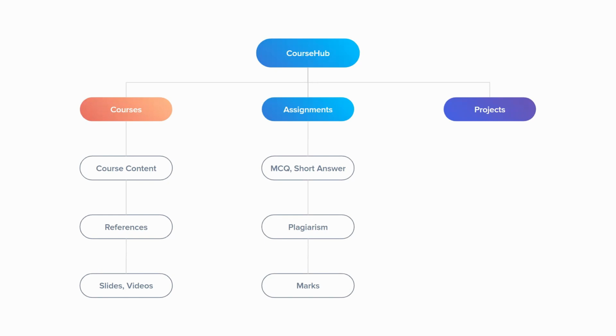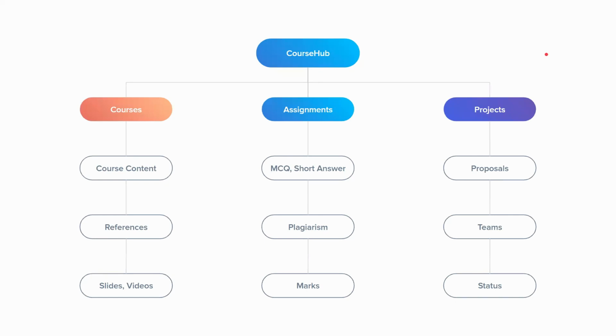We need to check plagiarism, and we need to have a scoring system. Under projects, we might have to submit proposals. We need to work as teams, and we need to maintain the status of the project. So this helps to plan the navigation system of the application.